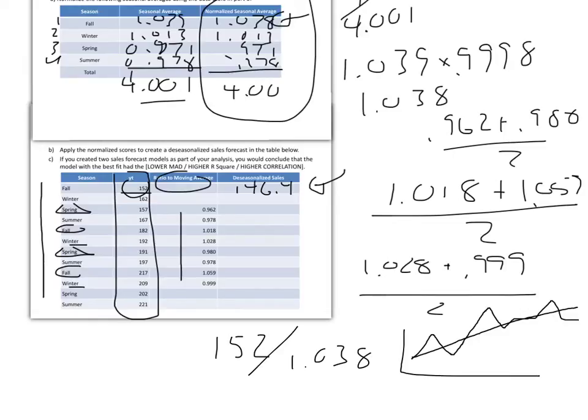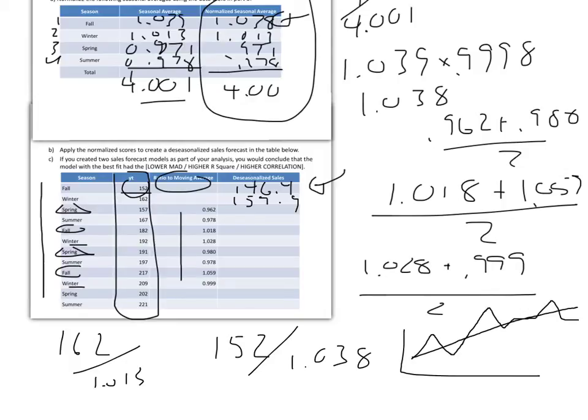All right, and so if we do this down the column here, we would have 162. Now we look for the winter season average, 1.013, and that is then going to be 159.9. And then we can do the same thing for spring and so on.